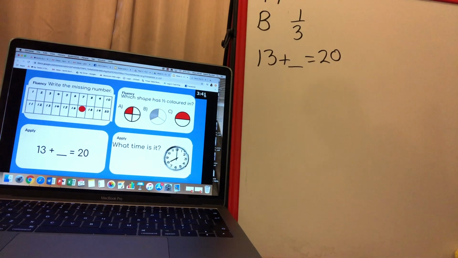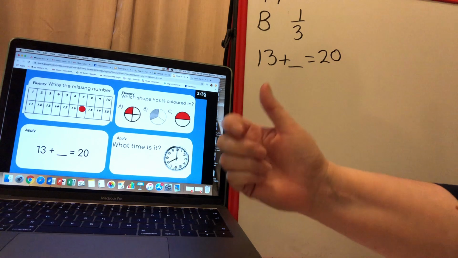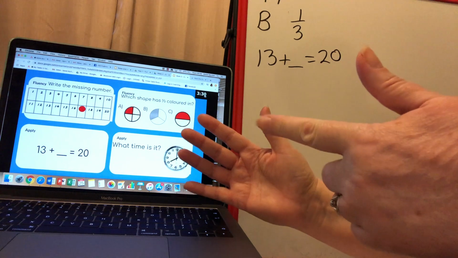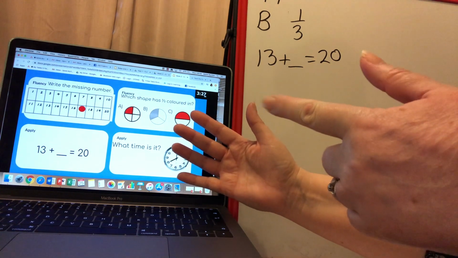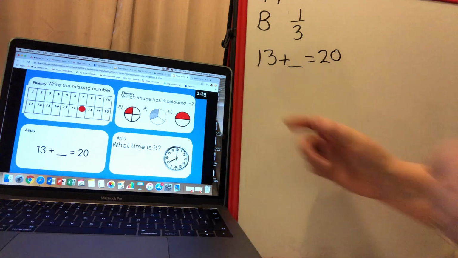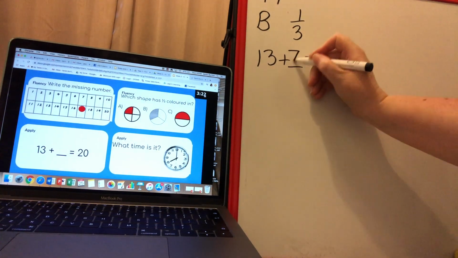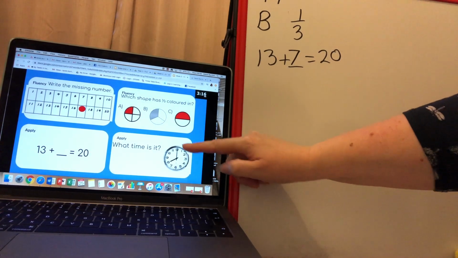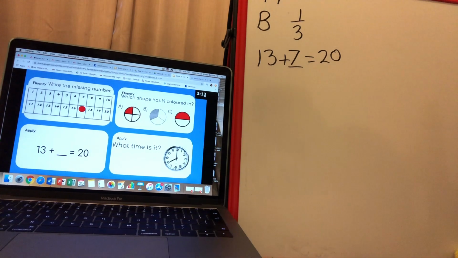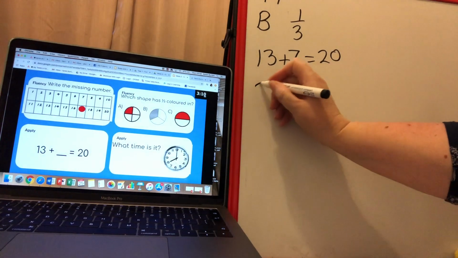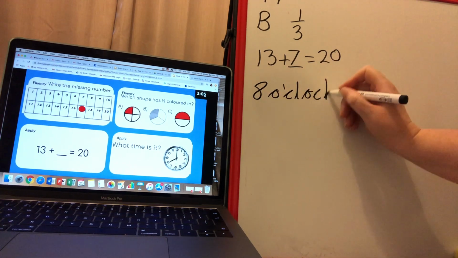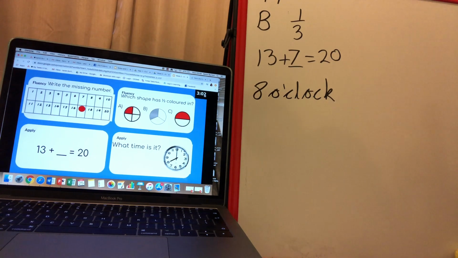The next question, 13 add what makes 20? Well, let's put 13 in our heads and count on to 20 and see how many we need. 13, 14, 15, 16, 17, 18, 19, 20. I needed 1, 2, 3, 4, 5, 6, 7 more. So it's 13 add 7 makes 20. And the time that the clock's showing, well, the longer minute hand's at the top, so we know it's something o'clock. The hour hand is pointing to the 8, so it's 8 o'clock. Okay, well done if you got all of those right.